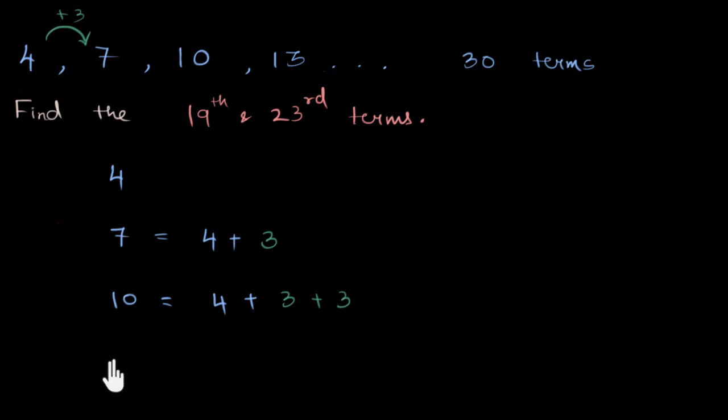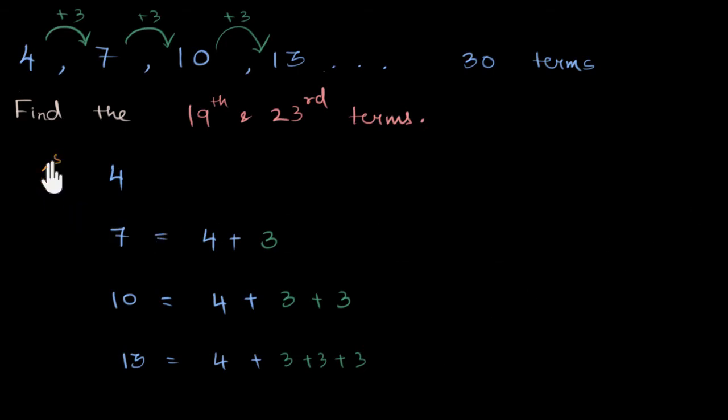Now what about 13? You see the pattern here. It's 4 plus 3 jumps. So 4 plus 1 jump plus 1 more jump will give me 13. So I have 4 plus the same jump 3 times, plus 3 plus 3 plus 3. Now I'm using the fact that my jump size is constant, right? That's the only thing that makes my pattern meaningful here. This jump size doesn't change. It's always 3.